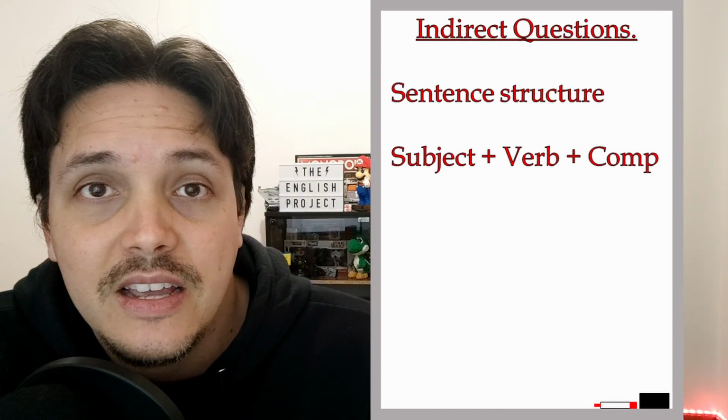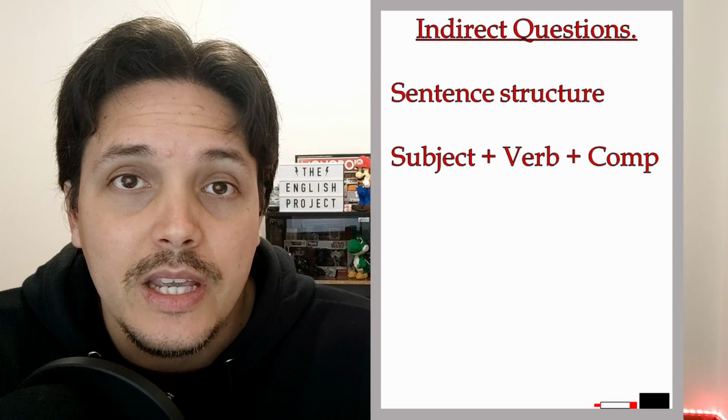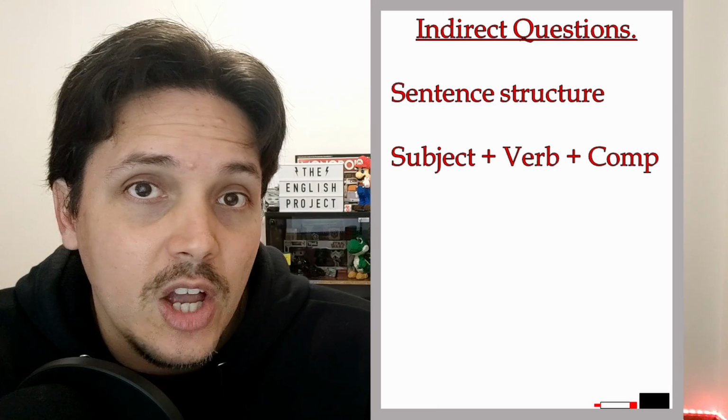The sentence structure. This is where the majority of people have problems, because what they do is that they reproduce the question that they had before. And in this case, it's not possible. For this particular structure, you have to follow the formula that was given to you. In this case, the sentence is going to be subject, verb, and complement.